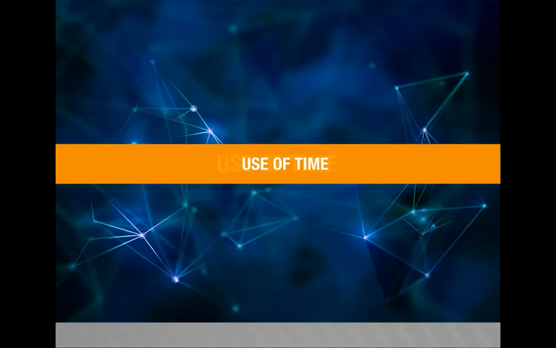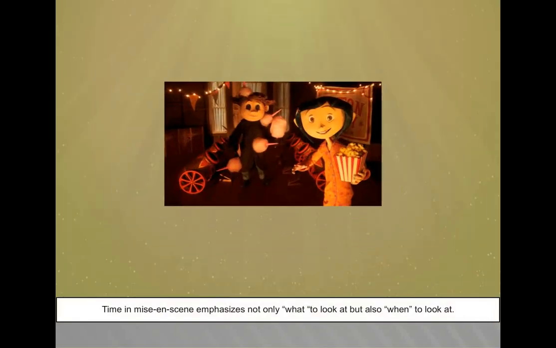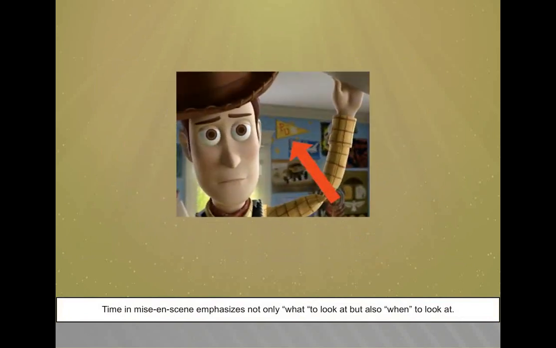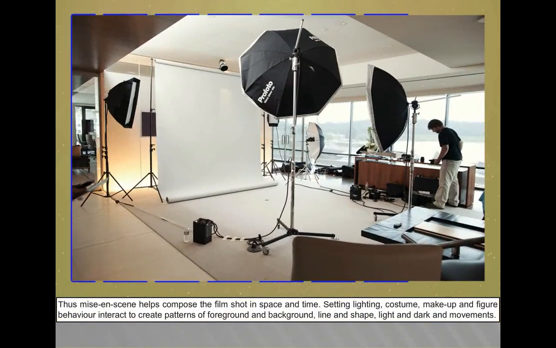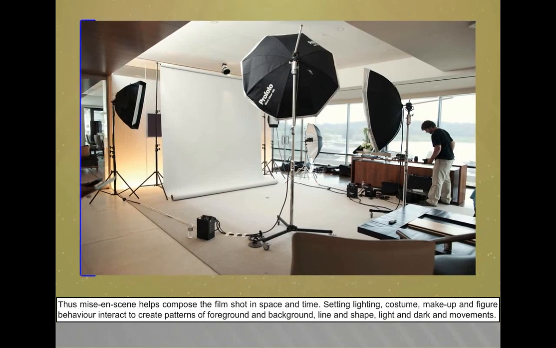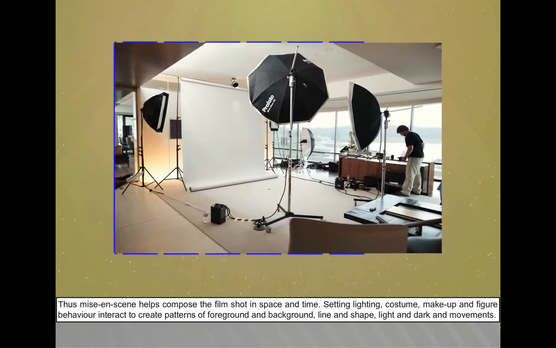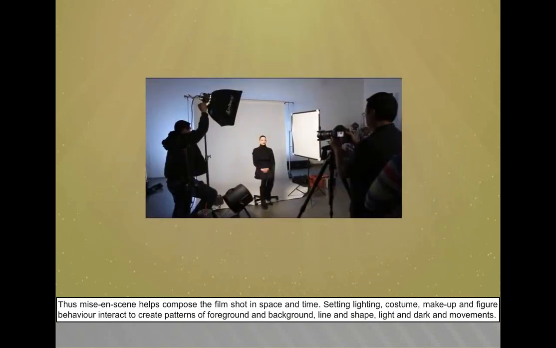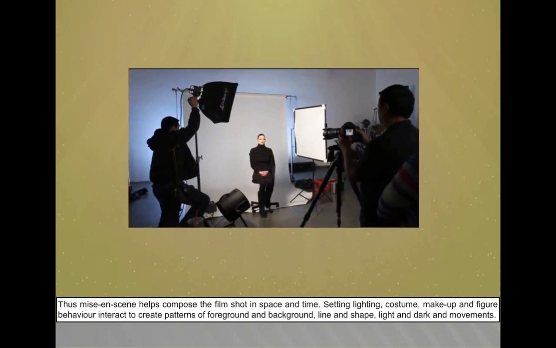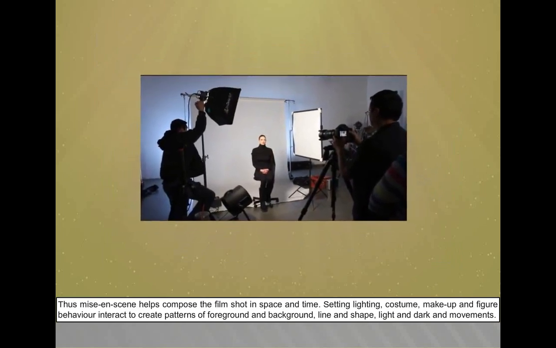Use of time. In this video, we are going to see about use of time. Time in mise en scene emphasizes not only what to look at, but also when to look at. Thus, mise en scene helps compose the film shot in space and time. Setting, lighting, costume, makeup, and figure behavior interact to create patterns of foreground and background, line and shape, light and dark, and movements.